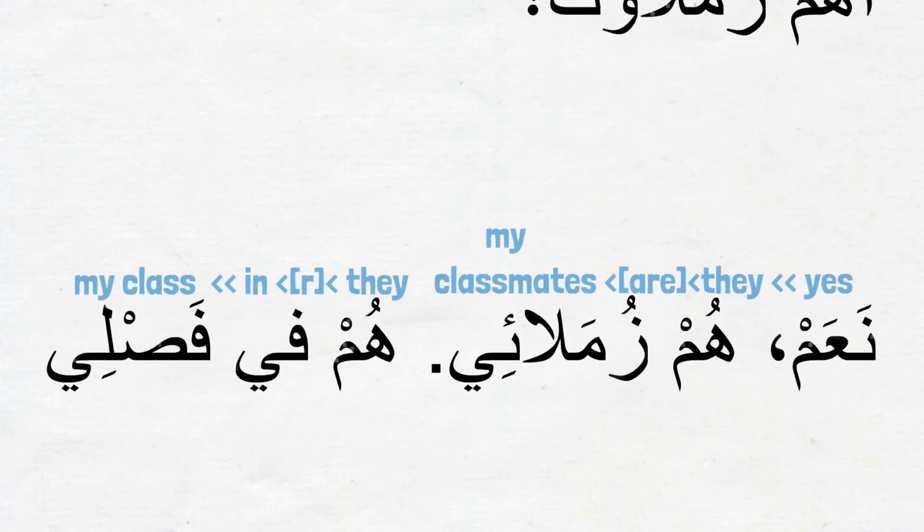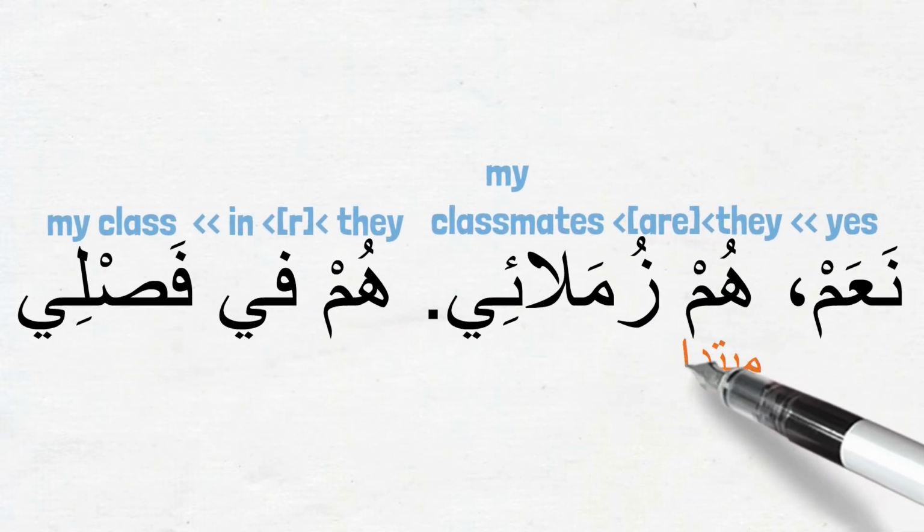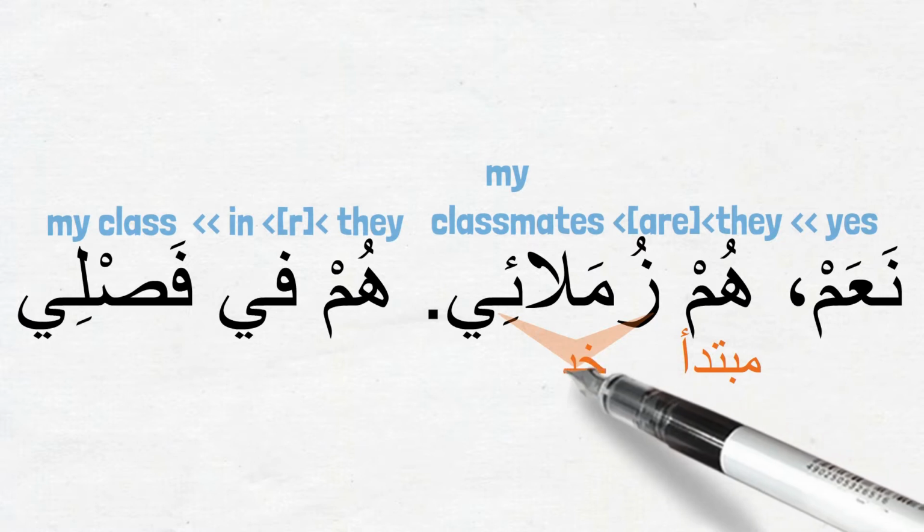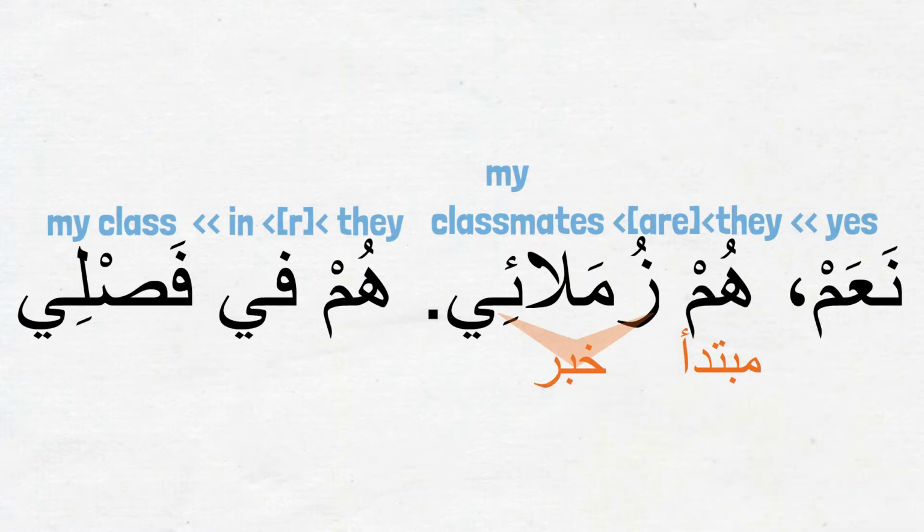So after the حرف نعم, هم is the مبتدا of the جملة اسمية here, and زملائي is the إضافة of زملاء and ياء المتكلم. And the خبر is زملاء وهو مضاف, and ضمير ياء is the مضاف إليه.